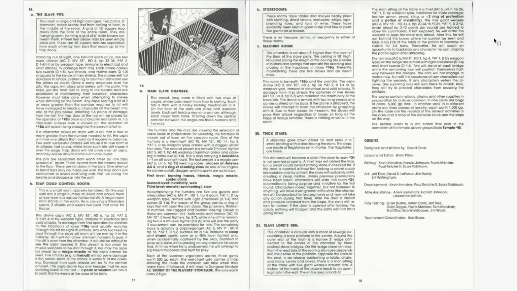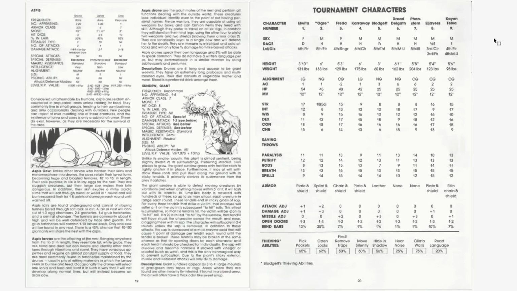Okay, now, as you also see, it's very, very short. We're on page 18 and we're already done. So the credits page is page 18. And then you're going to get the details of the new monsters, the aspis, and then the giant sundew. Okay, and then you're going to see our tournament characters here. So these are the ones that were used during the tournament.